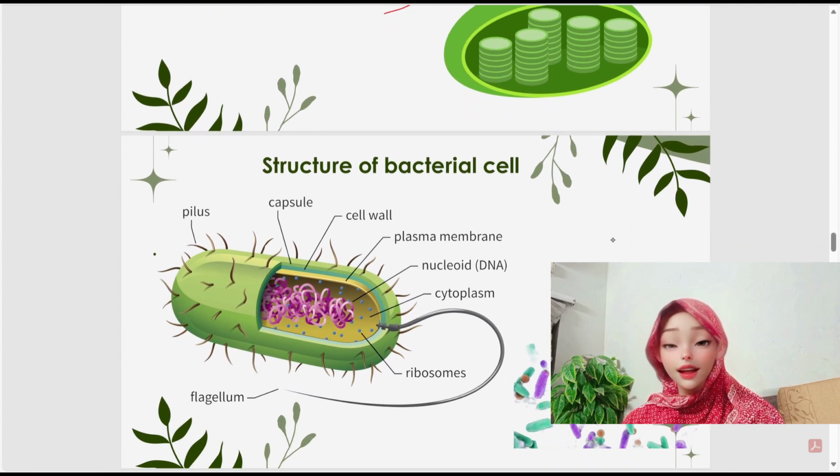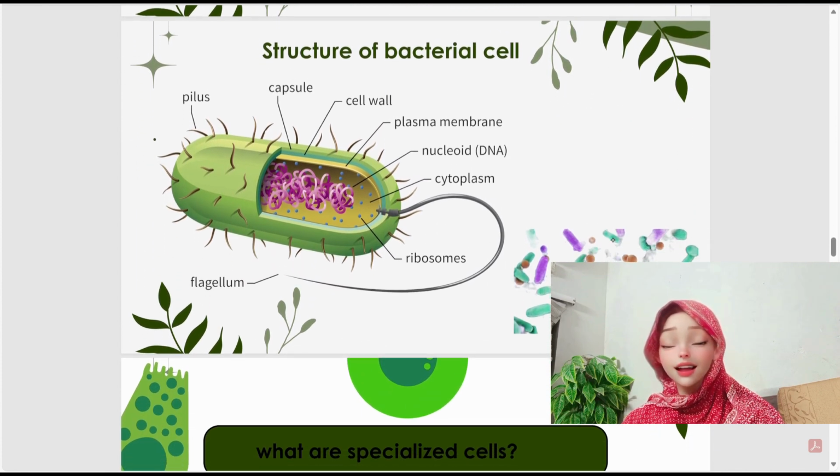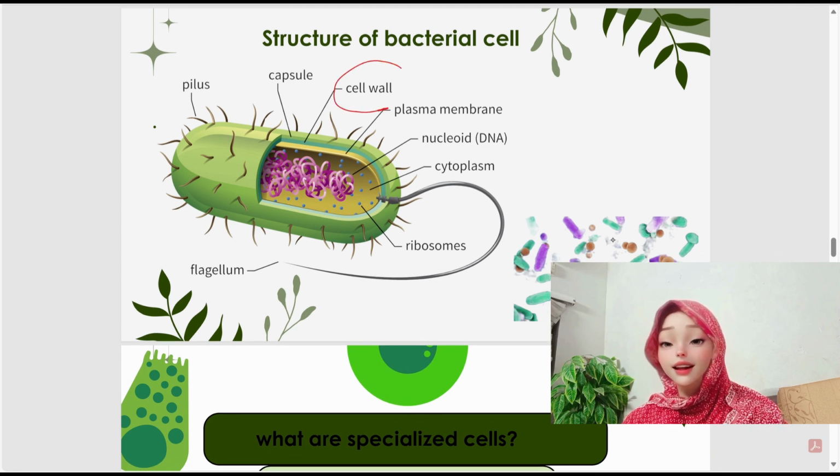Now let's move on to the structure of the bacterial cell. A bacterial cell also contains the cell wall, plasma membrane, DNA, cytoplasm, ribosomes, pilus, and the flagellum.